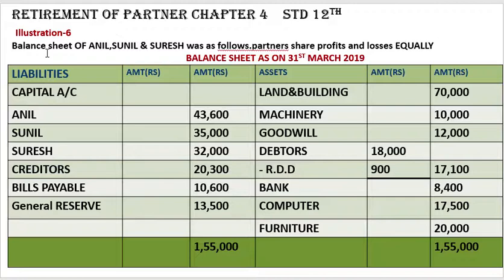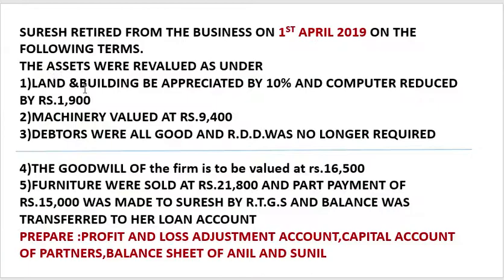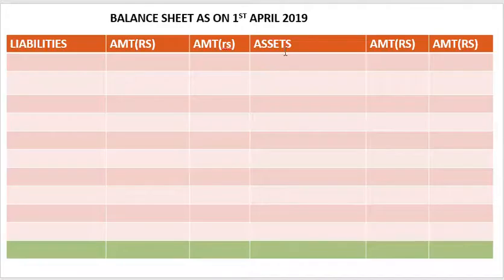Illustration 6. Balance sheet of Anil, Sunil and Suresh was as follows: partners sharing profit and losses equally. Then liability side is given and assets side is given. So let's move towards adjustments and see if we have to put any star mark on the balance sheet given. Suresh retired from the business on 1st April 2019 on the following terms. So on the balance sheet we have already written the date 1st April 2019.